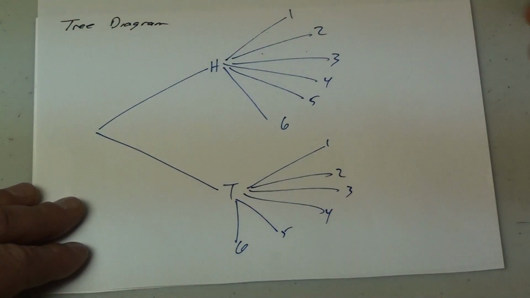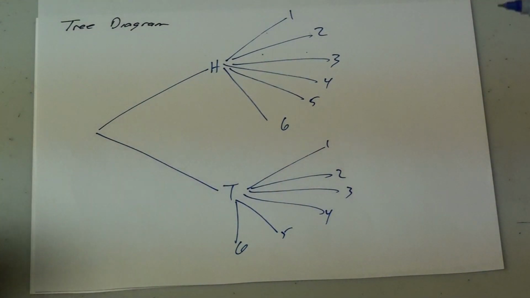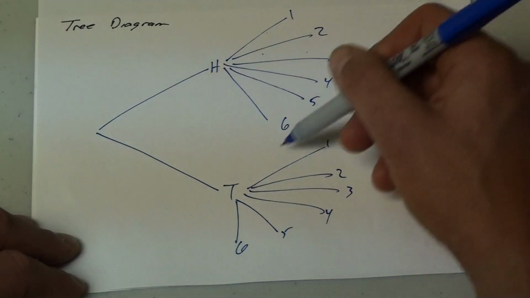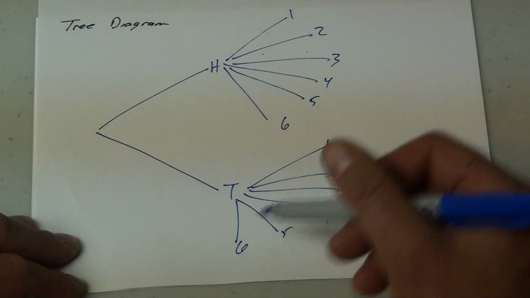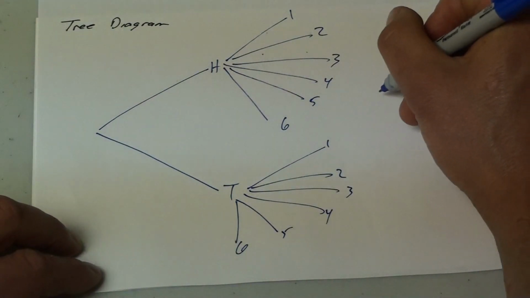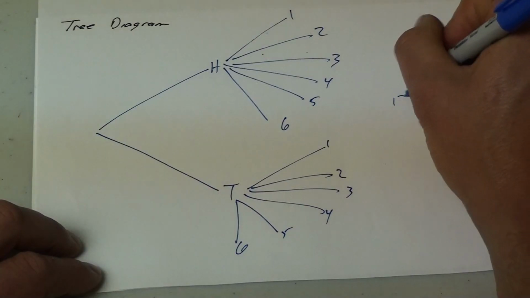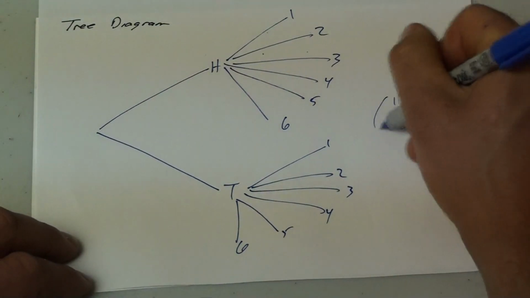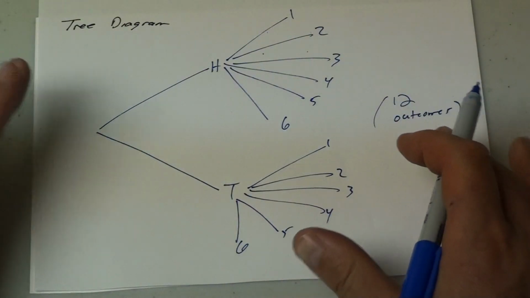You can figure the total number of outcomes by counting up all the branches at the very end. So I have 6 here and I have another 6 here. There are 12 total branches, so therefore the number of outcomes is 12 as well. That is my sample space. I have all outcomes illustrated.